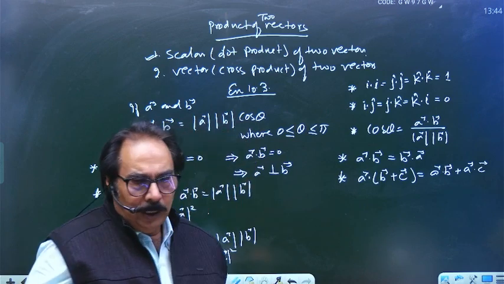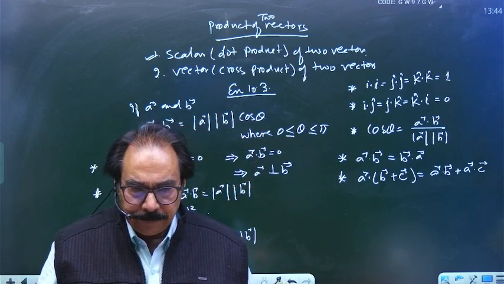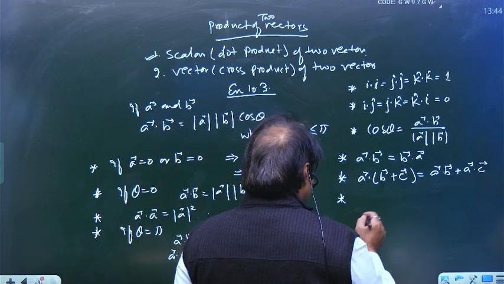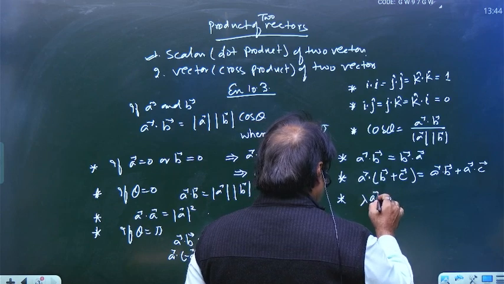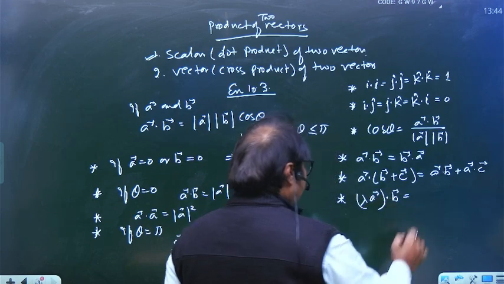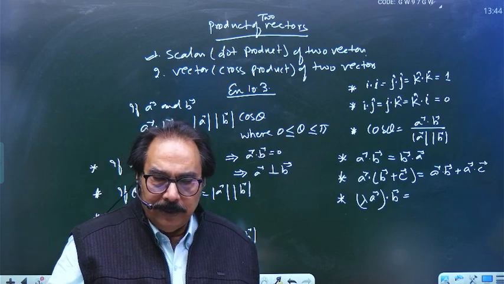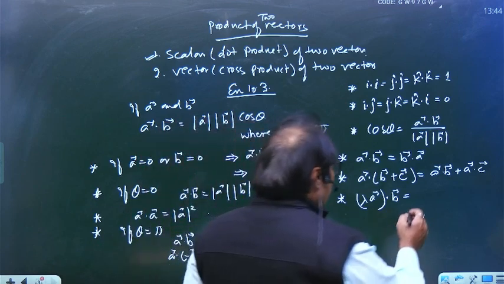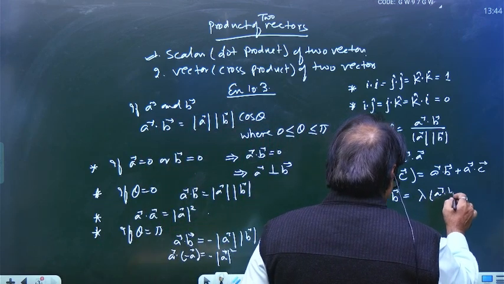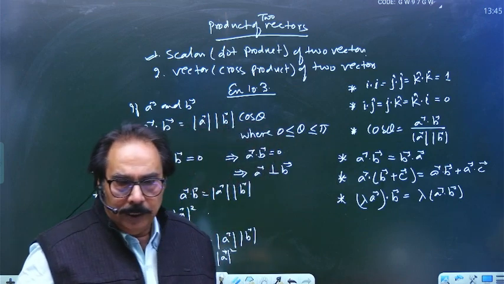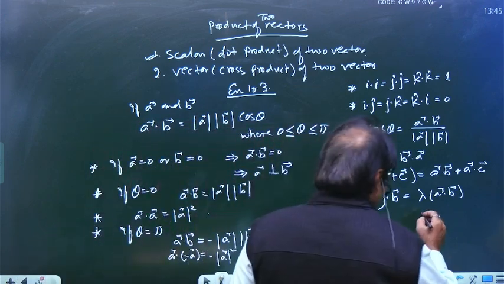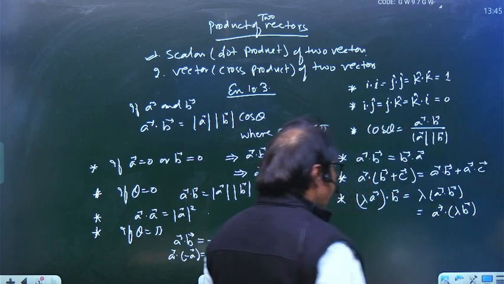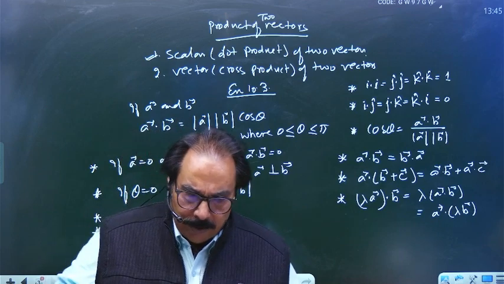So this property is called the distributive property. Another property is: if lambda, any scalar number, is multiplied with the vector a and then dotted with b, this is equal to lambda times a dot b, or we may write the same as a dot lambda times b. So this is all about this.